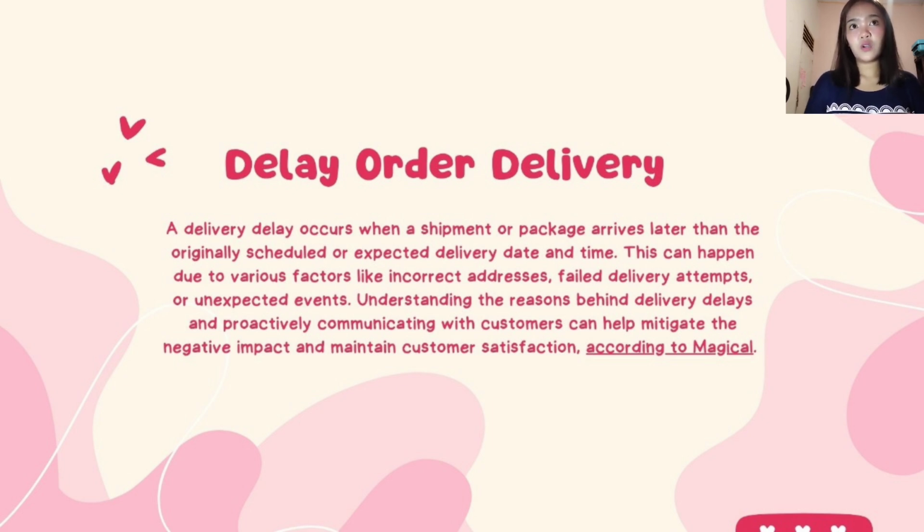A delivery delay occurs when a shipment or package arrives later than the originally scheduled or expected delivery date and time. This can happen due to various factors like incorrect addresses, failed delivery attempts, or unexpected events. Understanding the reason behind delivery delays and proactively communicating with a customer can help mitigate the negative impact and maintain customer satisfaction, according to Magical.